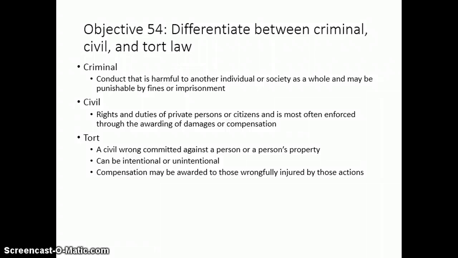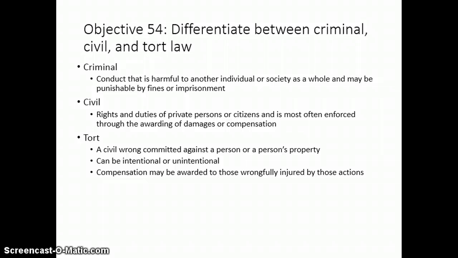Objective 54 says differentiate between criminal, civil, and tort law. Criminal law is conduct that is harmful to another individual or society as a whole and may be punishable by fines or imprisonment. Civil law is the rights and duties of private persons or citizens, and is most often enforced through awarding damages and compensation. Tort is a civil wrong committed against a person or a person's property. It can either be unintentional or intentional, and compensation may be awarded for those wrongfully injured by these actions.